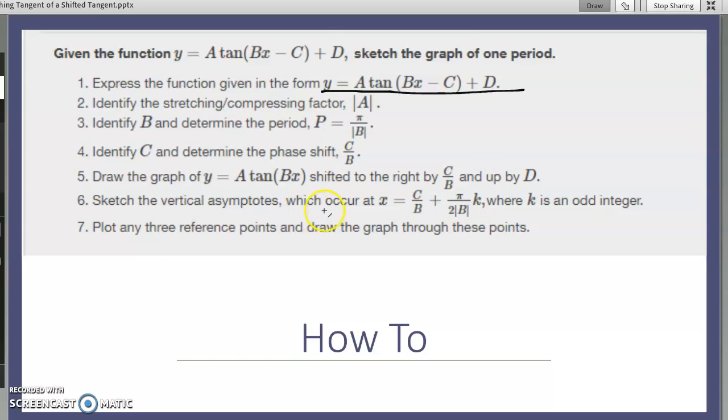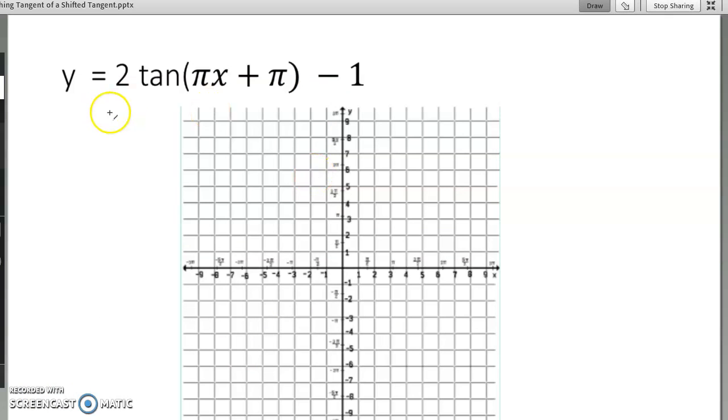Sketch the vertical asymptotes that occur at x equals c over b plus pi over 2 absolute value b times k, where k is an integer. Now also remember that I am only going to sketch one period today. The reason we have this formula is because it continues on and on. Then we can plot any 3 reference points and draw the graph using those points. I know that I don't have enough room to write here, so I'm going to go over to my next clear page and write there.